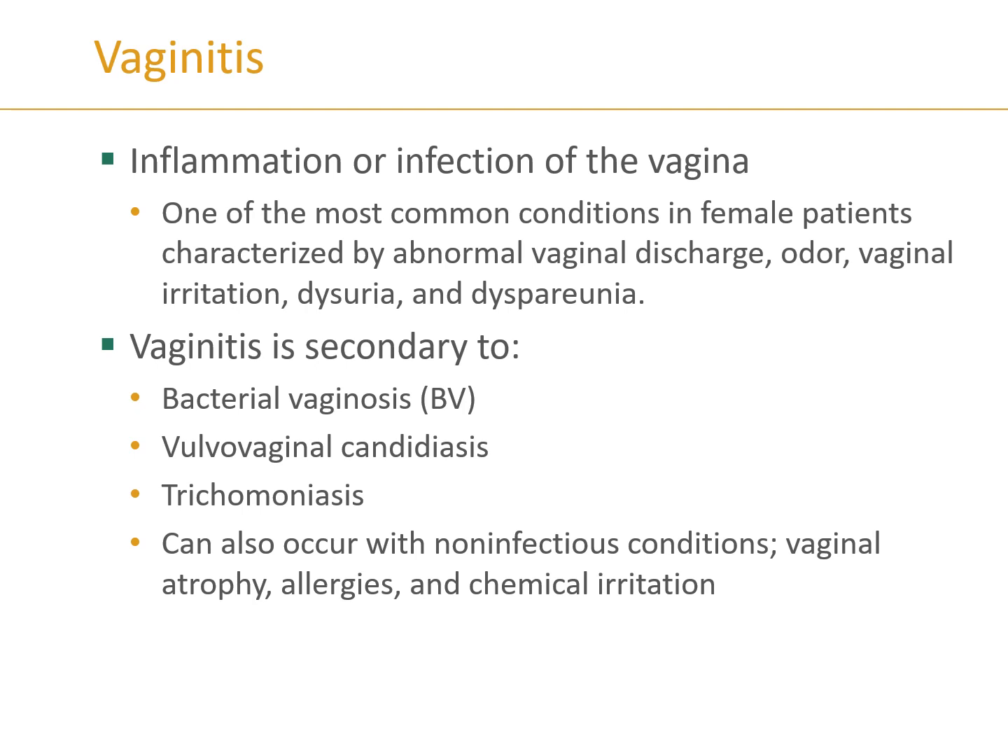So with vaginitis, what that is, is inflammation or infection of the vagina. It is one of the most common conditions in female patients, and is often characterized by abnormal vaginal discharge, odor, vaginal irritation, painful urination, or painful intercourse. Vaginitis is secondary to bacterial vaginosis, vulvovaginal candidiasis, or a yeast infection, or trichomoniasis, an infection with Trichomonas. It can also occur with non-infectious conditions like vaginal atrophy, allergies, or even chemical irritation.